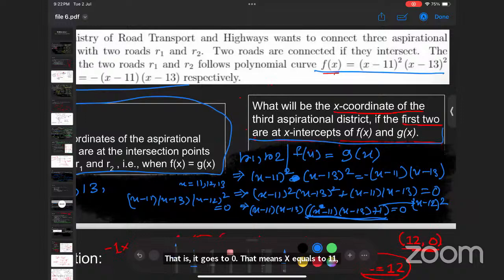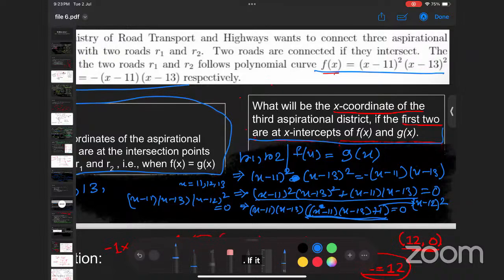Hello, ma'am. In the second line where you have written (x minus 12) square multiplied by (x minus 13) square is equal to minus (x minus 11) into (x minus 13), can't we just cancel out x minus 11 to the (x minus 11) whole square and x minus 13 to the (x minus 13) square? No. We can cancel out only when we know that the value is non-zero, right? Only when we know the value is non-zero. It can be 0 also. If it is 0, then we can't cancel it out.